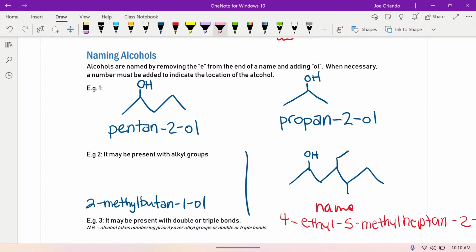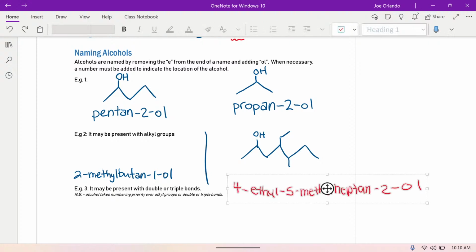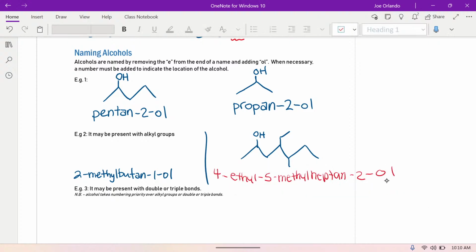That's good, though. Let's talk about this name. Do we like this name? 4-ethyl 5-methyl heptan 2-ol. Do we like the heptan of it? You didn't like it. No, well, that's what we're deciding.